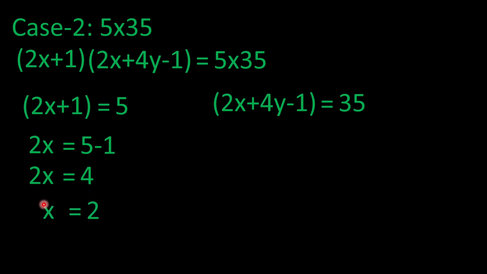So this is the value of x, and now we will put this x equals 2 in this factor. So this will become 2 times 2 plus 4y minus 1 equals 35. So this 2 times 2 means 4 minus 1. So 4 minus 1 means plus 3. And we will shift this plus 3 to the other side of the equation.